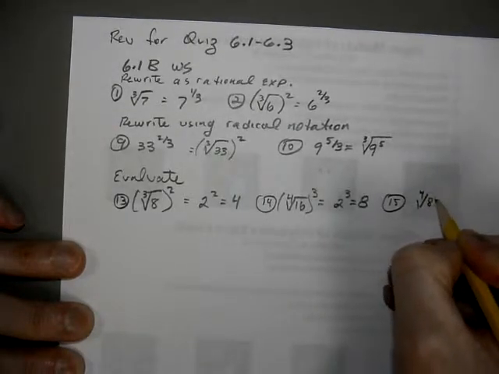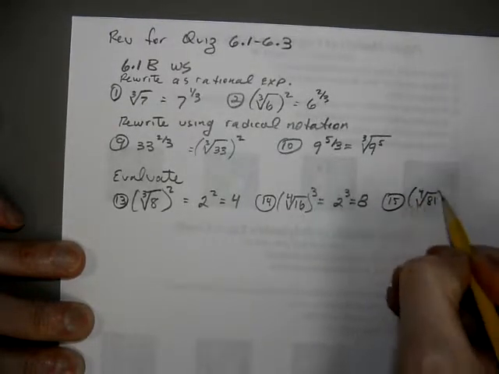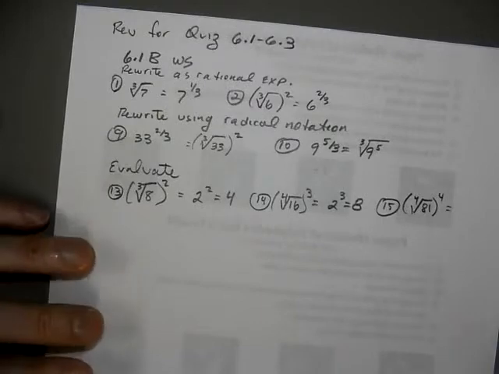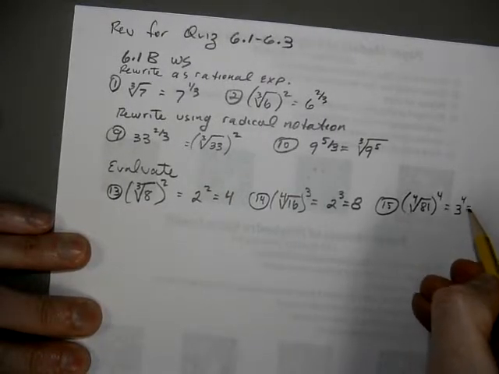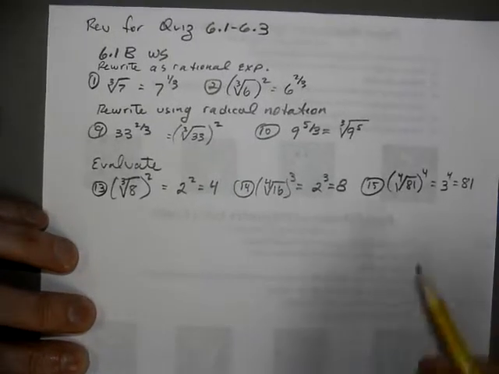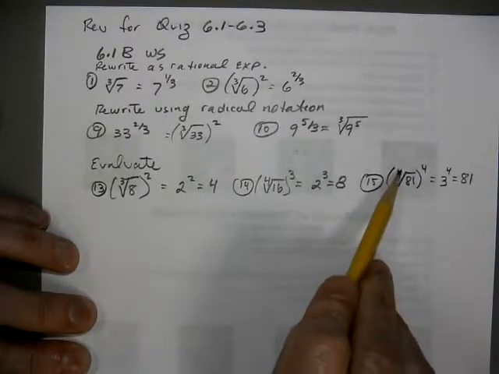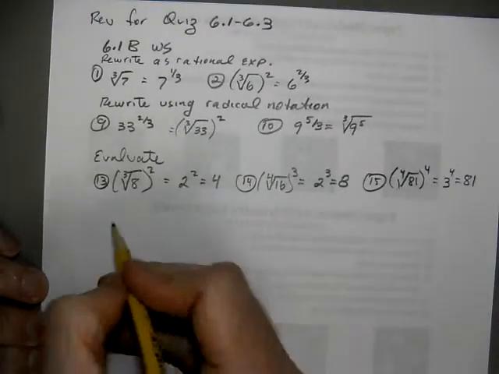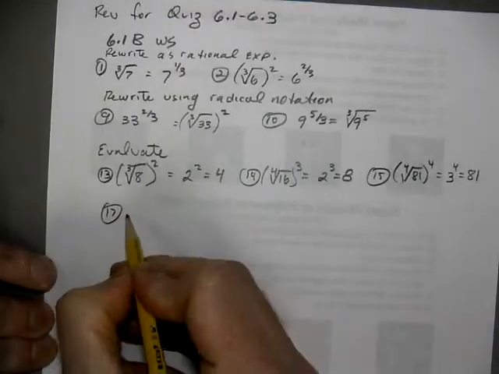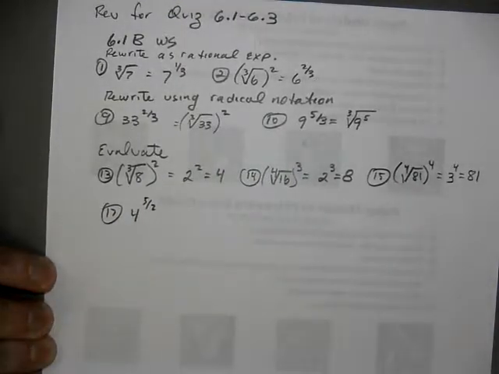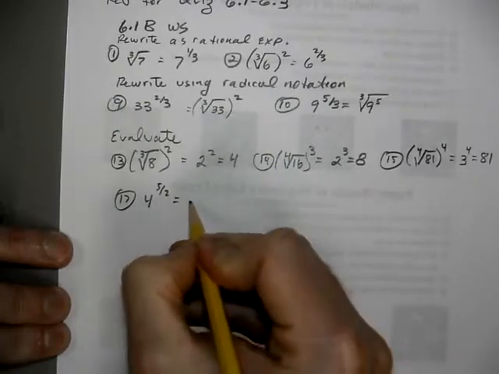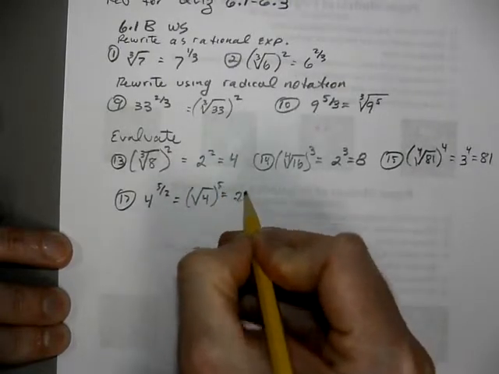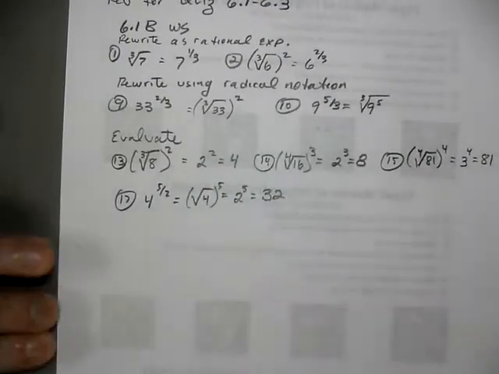15, 4th root of 81 to the 4th power. The 4th root of 81 is 3, to the 4th power, which is again 81. So if you're taking a radical with an index the same as the power, you're going to get what's inside. 17, it's 4 to the 5/2. We're doing the square root of 4 to the 5th power. That's 2 to the 5th power. That should be the number 32.